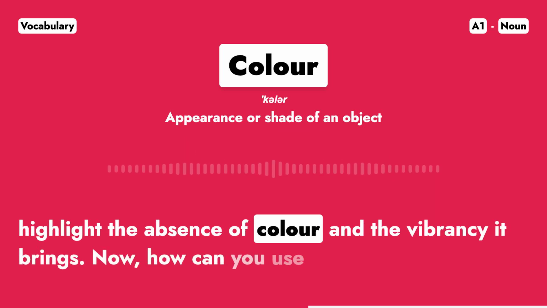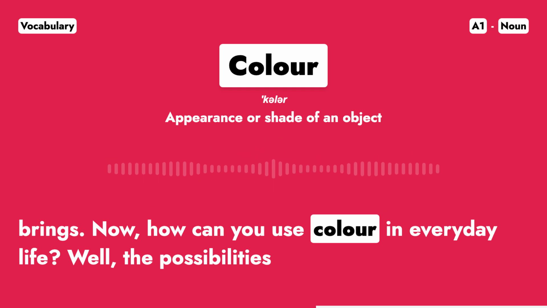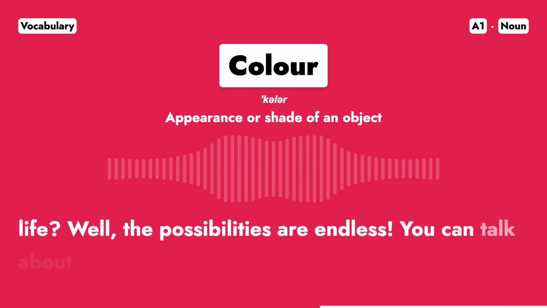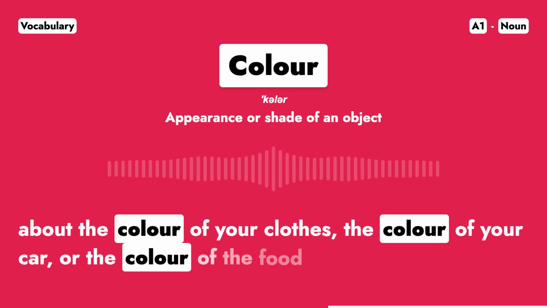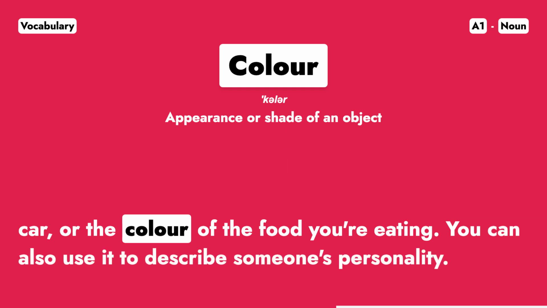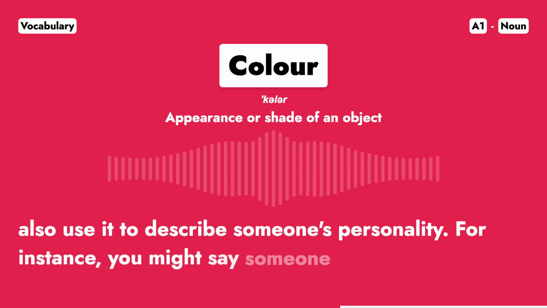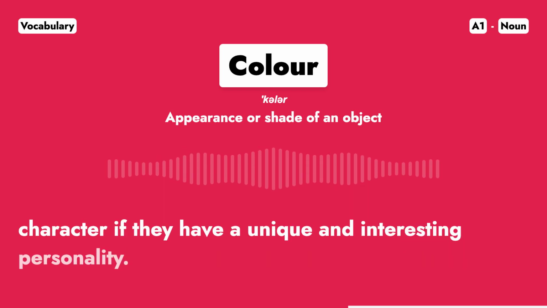Now, how can you use color in everyday life? Well, the possibilities are endless. You can talk about the color of your clothes, the color of your car, or the color of the food you're eating. You can also use it to describe someone's personality. For instance, you might say someone is a colorful character if they have a unique and interesting personality.